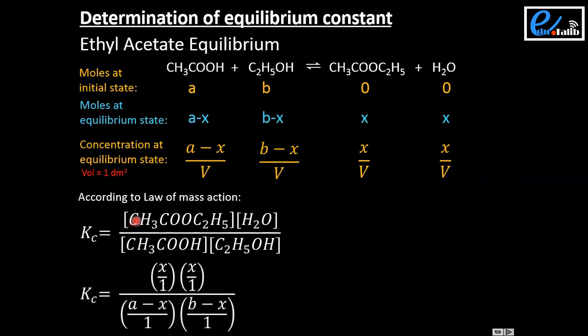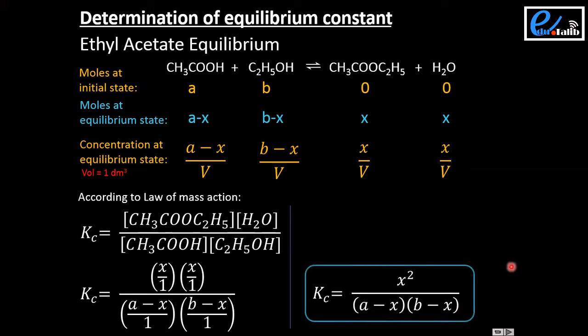For both the products, the concentration is X over V, and since we know V is 1 dm cube, this is X over 1 multiplied by X over 1. For both the reactants, the concentrations are A minus X divided by the volume, that is 1, and B minus X over 1. Finally, what we get is X square in the numerator, and in the denominator, A minus X times B minus X. So this is the Kc value.